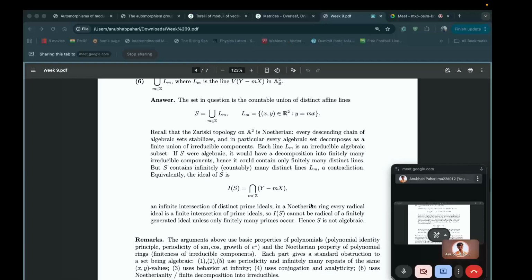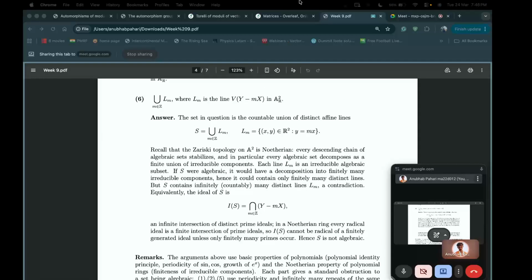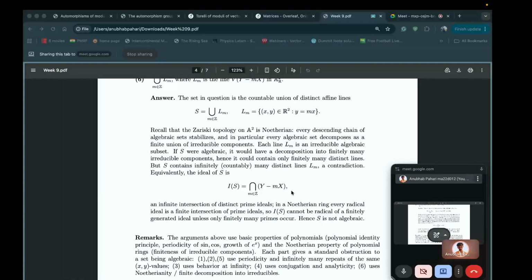Okay, so let us solve this. The set in question is the countable union of distinct affine lines, S = union of L_m, where L_m is the set of (x,y) in R² such that y = mx. Now recall that the Zariski topology on A² is Noetherian. What does this mean? That every descending chain of algebraic sets stabilizes. That means, in particular, every algebraic set decomposes as a finite union of irreducible components.